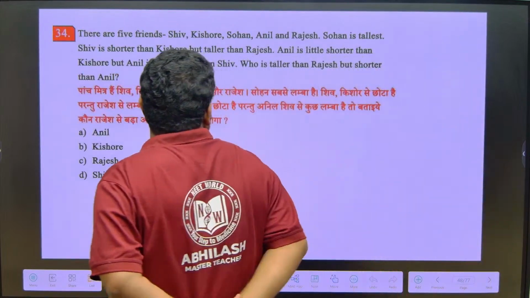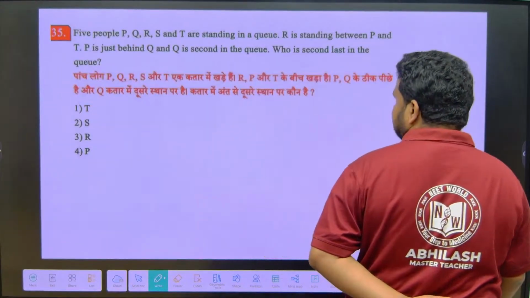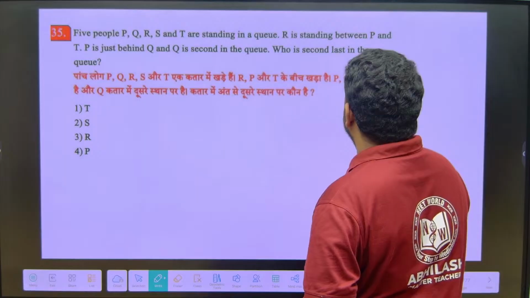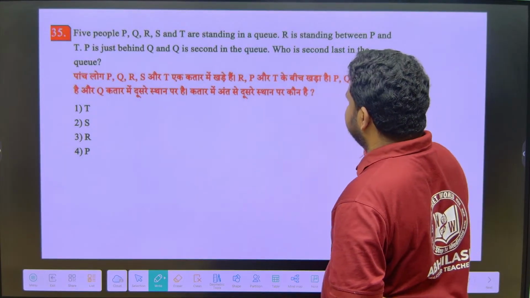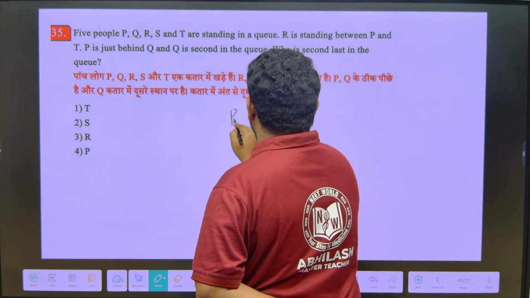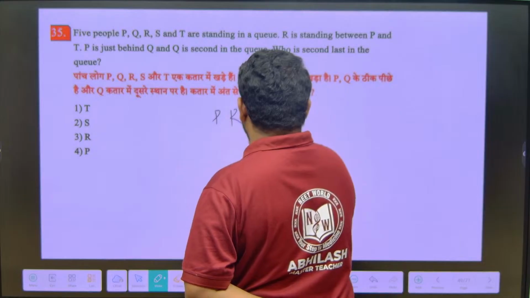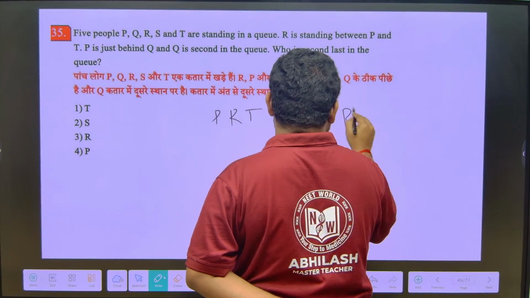There are 5 friends. Similar to the previous question, no need to solve this one. They are standing in a queue. R is standing between P and T. P can be in front or T can be in front, so you can write another scenario. R is standing between P and T like this.